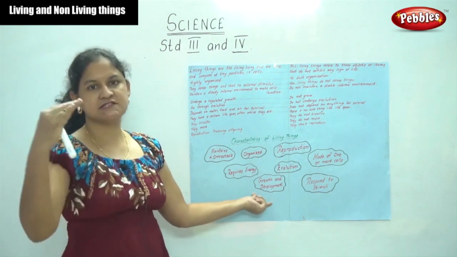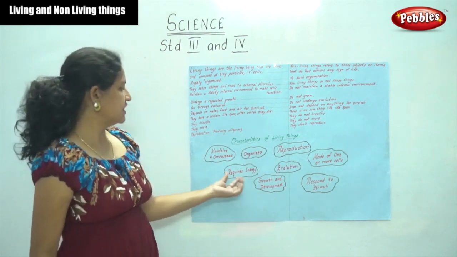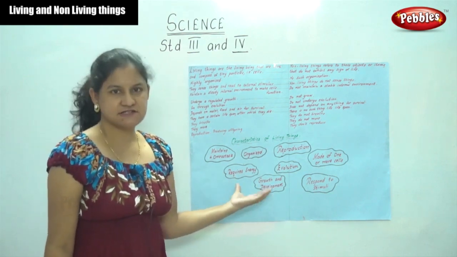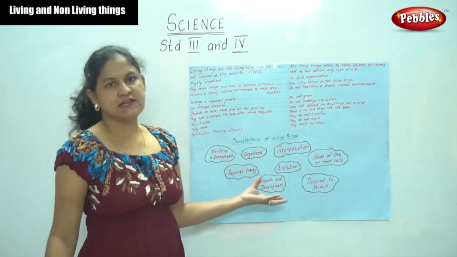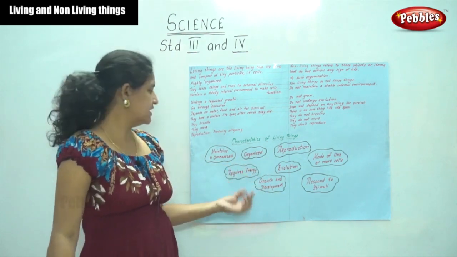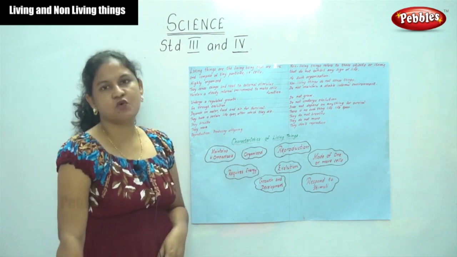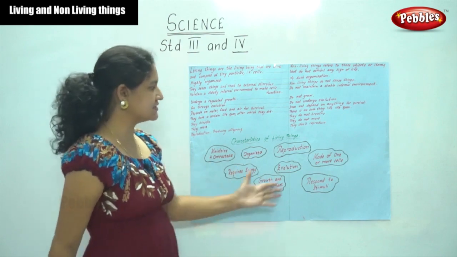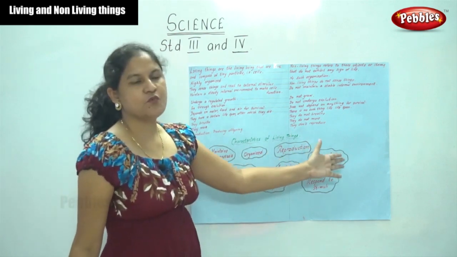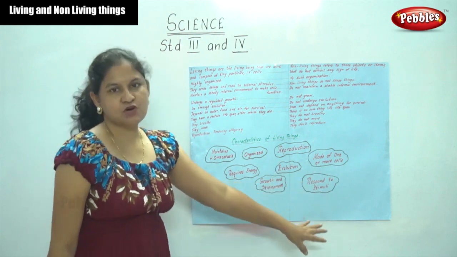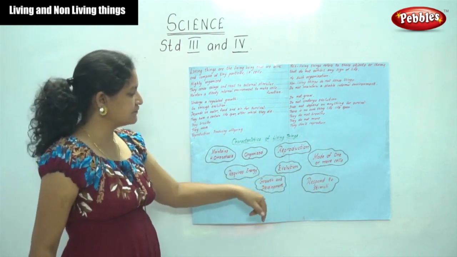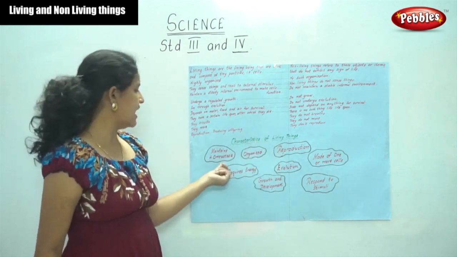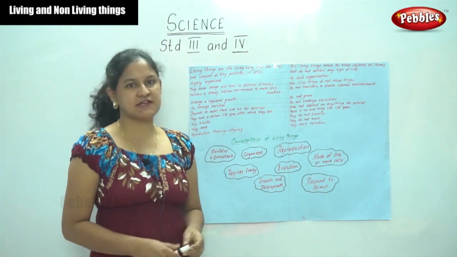The next is, living things have growth and development. At every stage there is growth and development. They require energy. Living things require energy for growth and survival. Next, living things are organized. And next, they maintain homeostasis. So these are the characteristics of living things: reproduction, made of one or more cells, respond to stimuli, evolution, growth and development, requires energy, organized, and maintains homeostasis.